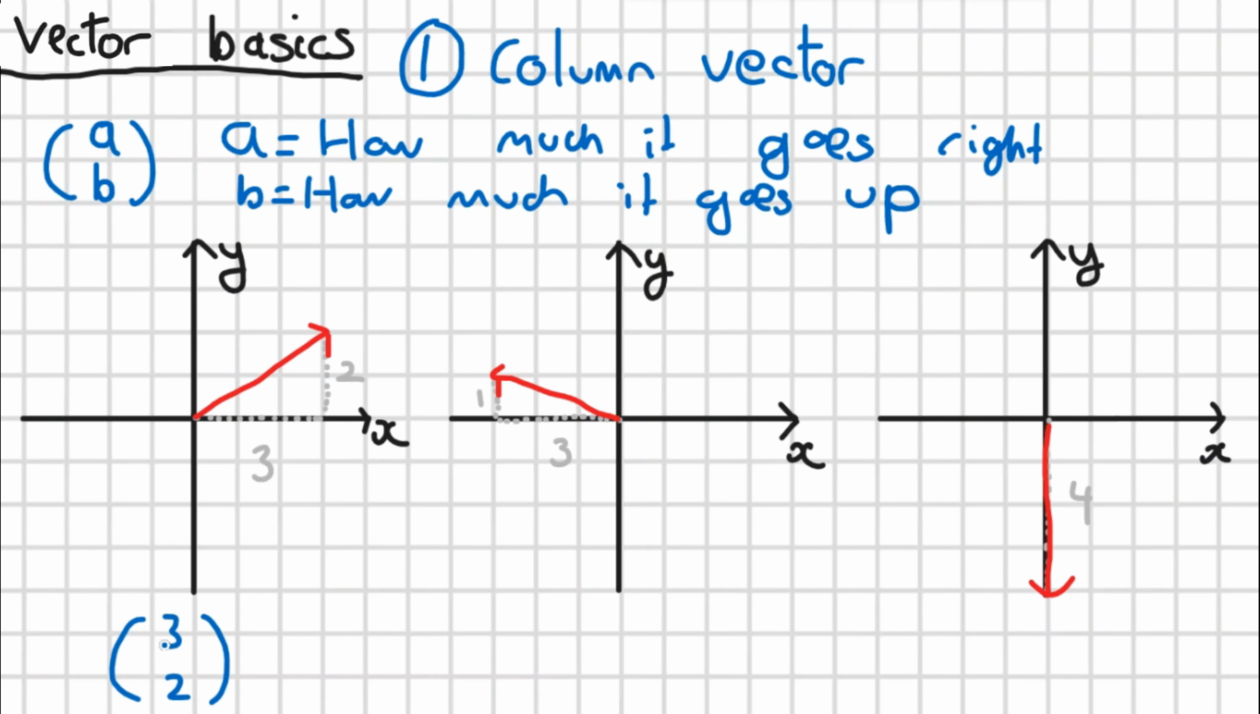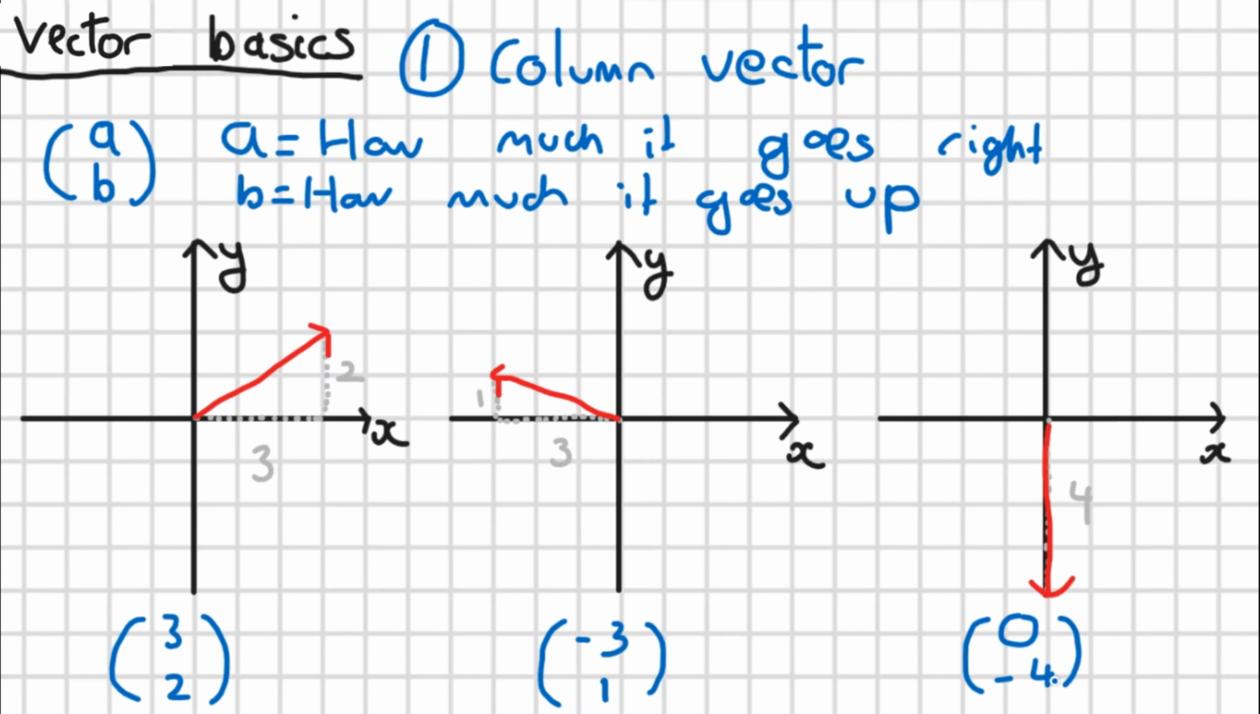Remember that the top number is whether it goes right or left and the bottom number is whether it goes up or down. Now for this second one, it actually goes left by 3, so we give it a -3 because it's going in the opposite direction. It's going in this direction here, and then it goes up by 1. And for this final example, it doesn't go right or left, so it's just 0, and then it goes down by 4, so it's going to be -4 as it's going down, and that's how you write it as a column vector.